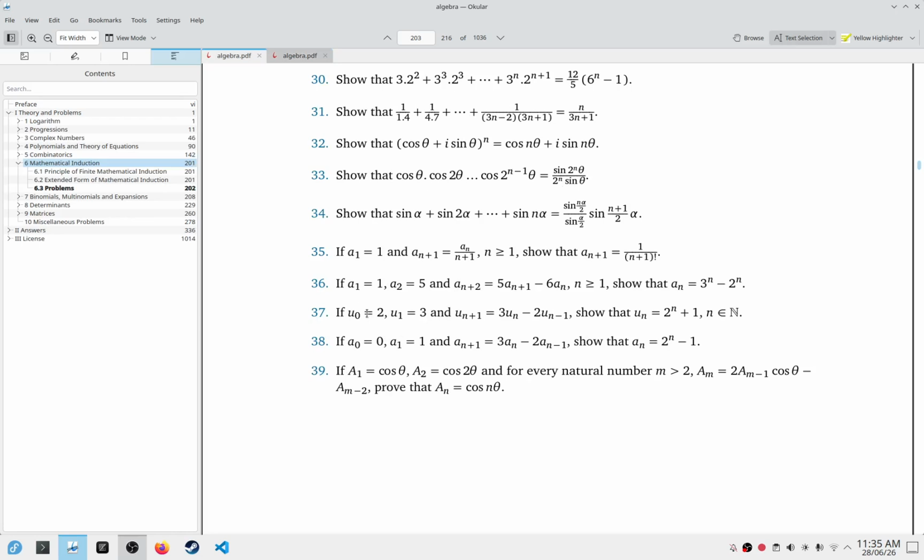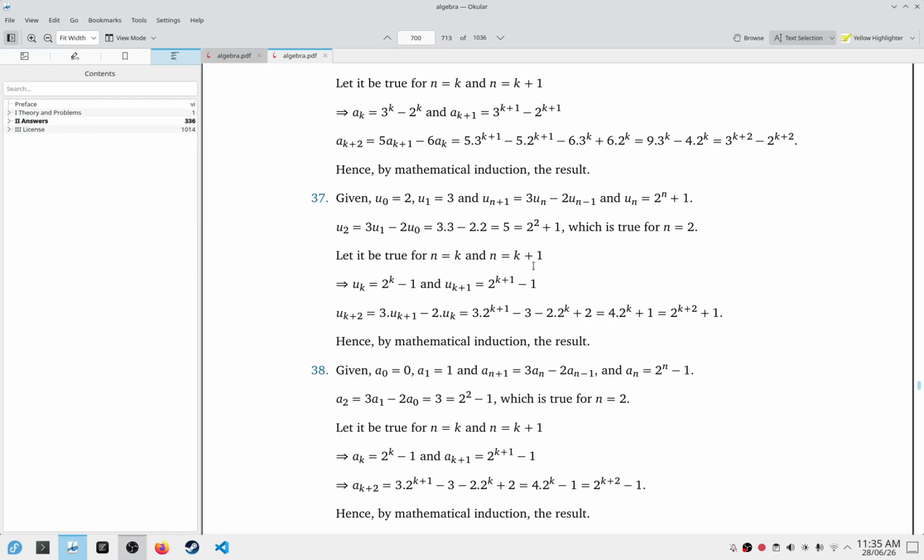Question 37 says that if u0 is equal to 2, u1 is equal to 3, and u(n+1) is equal to 3u(n) minus 2u(n-1), then show that u(n) is equal to 2 raised to the power n plus 1, where n is in the set of natural numbers. So we have u0, u1 given as 2 and 3, and we have to prove that u(n) is equal to 2 raised to the power n plus 1. So u2, if you see, is 3u1 minus 2u0, which is 3 times 3 minus 2 times 2, that is 5 or 2 square plus 1. So it is true for n is equal to 2.